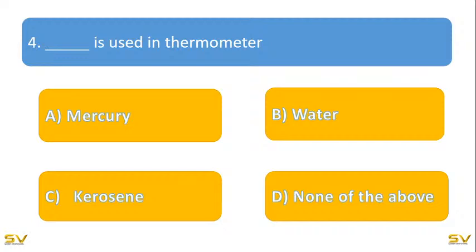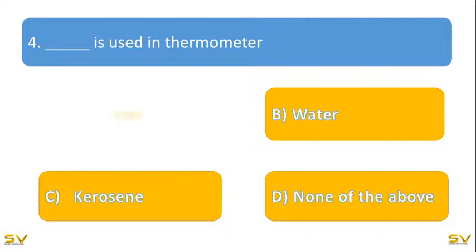Very good. So now the answer for the fourth one. I'm waiting for the fourth answer. Dash is used in a thermometer. Is it mercury, water, kerosene, or none of the above? So definitely I will get the answer. Yes, Jyotika, Rihan, Sharon.